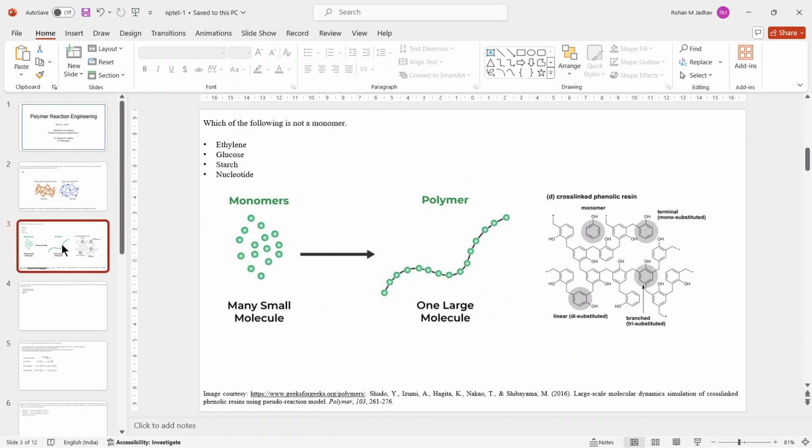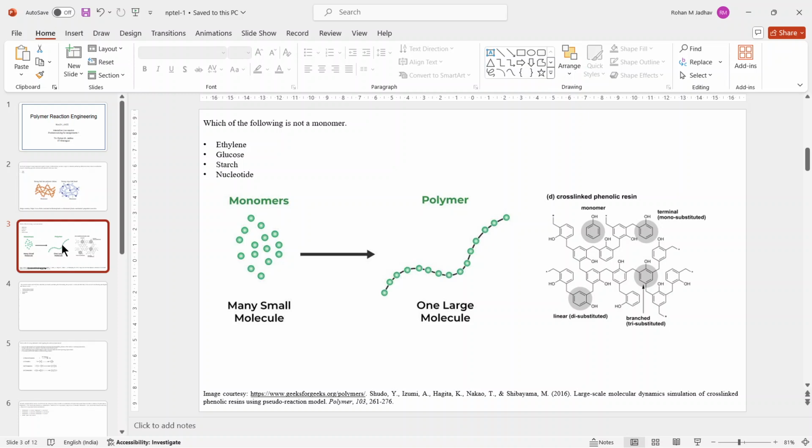Next, we have: which of the following is not a monomer. So we have ethylene, glucose, starch, and nucleotide. Here we can clearly see that we can eliminate nucleotide from this basically. And we can see ethylene being the monomer for the polyethylene polymer is a monomer. Next, we have glucose. Glucose also is a monomer for, you can say, long chain carbohydrates. And then we have starch, which is a long chain carbohydrate itself. So that's why it is not a monomer.